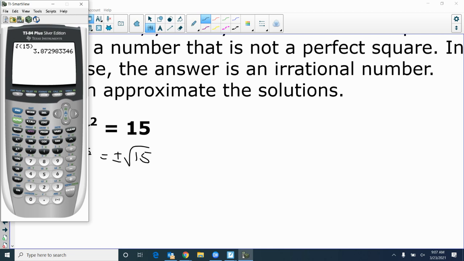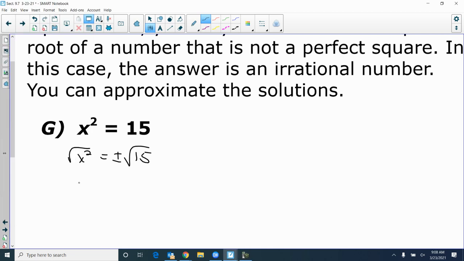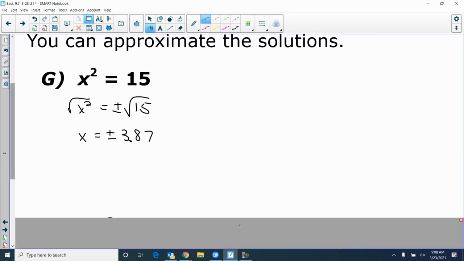Hundredths. Jordan? 3.87. Okay, we want 2 decimals, so you go to the third. If it's 4 or below, let it go. If it's 5 or above, give it a shove. Since the digit is below 5, we're going to do x equals plus or minus 3.87.